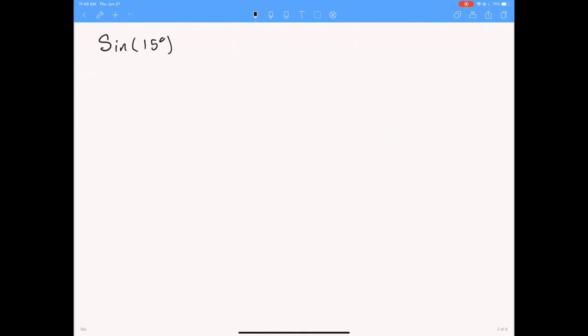All right, so let's try something like sine of 15 degrees out. Now, the trick is to actually rewrite 15 degrees as a sum or difference of 30 degrees, 45 degrees, or 60 degrees, because these are the angles we're most familiar with. Now, as it turns out, we can rewrite 15 degrees as 45 minus 30. So we'll do that instead.